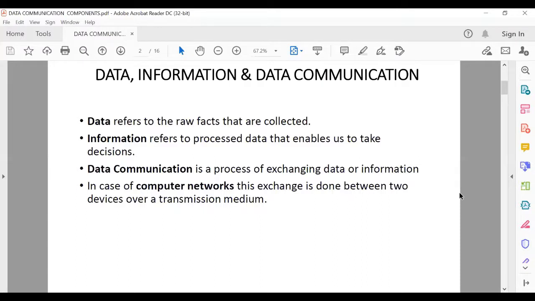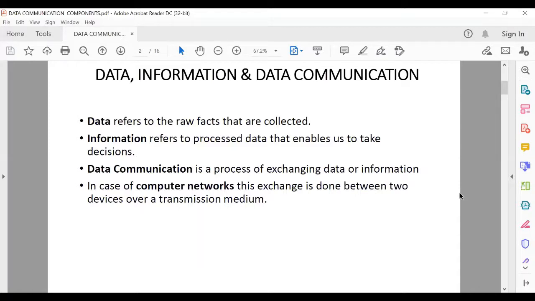As for example, when a result of a particular test is declared, it contains data of all students. When you find the marks you have scored, you have the information that lets you know whether you have passed or failed. So here the word data refers to any information which is presented in a form that is agreed and accepted upon by the creators as well as users.